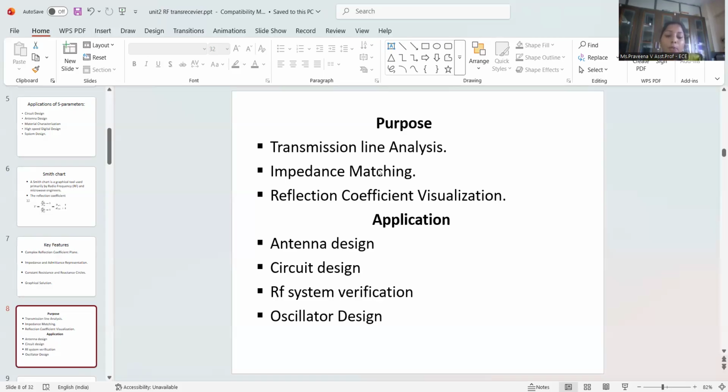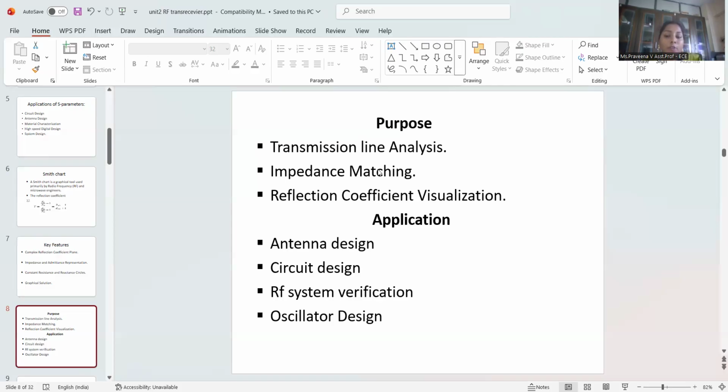Then, circuit design. RF engineers use the Smith chart to design amplifiers, filters, and matching networks. In order to avoid a lengthy calculation, the Smith chart is very useful to calculate the impedance and admittance of a network. Okay.